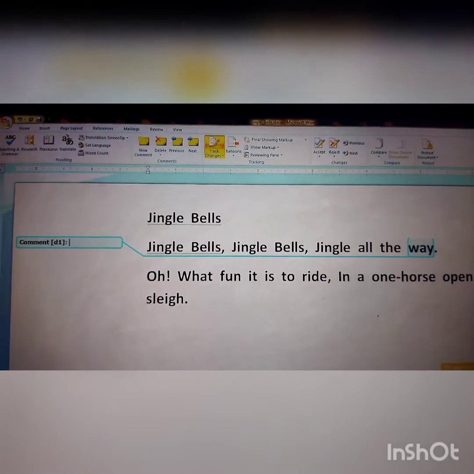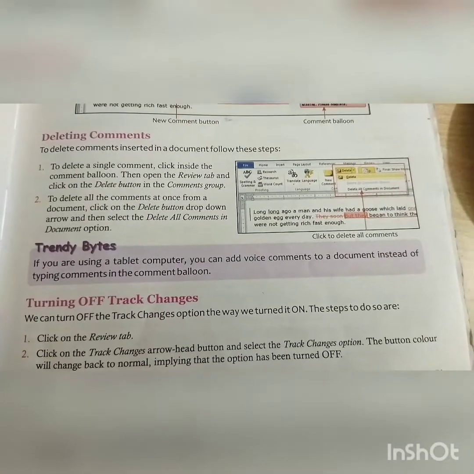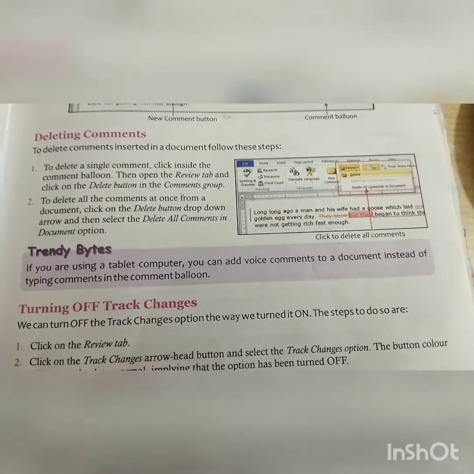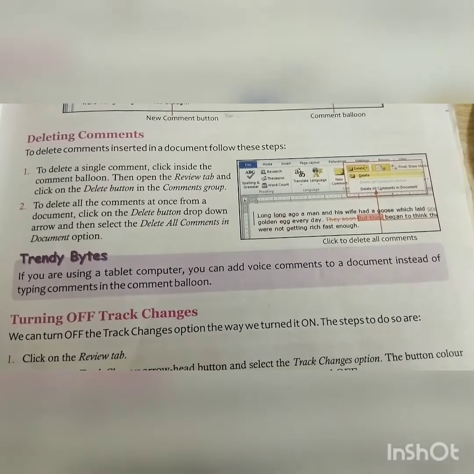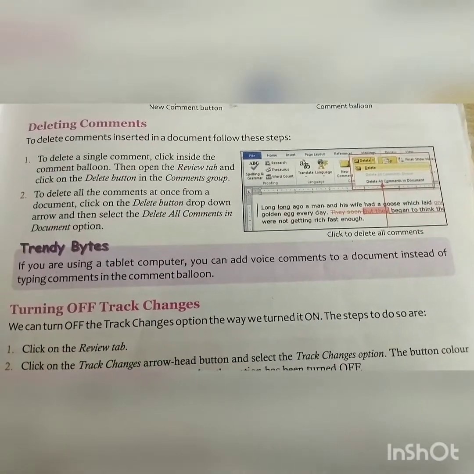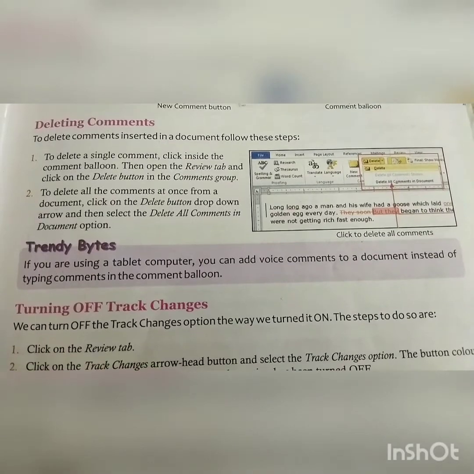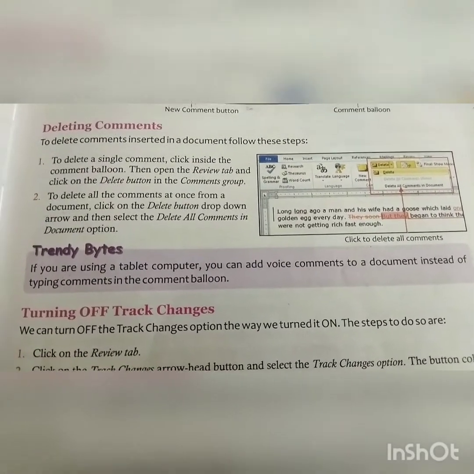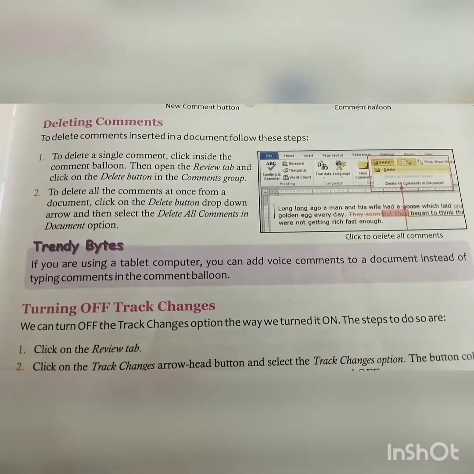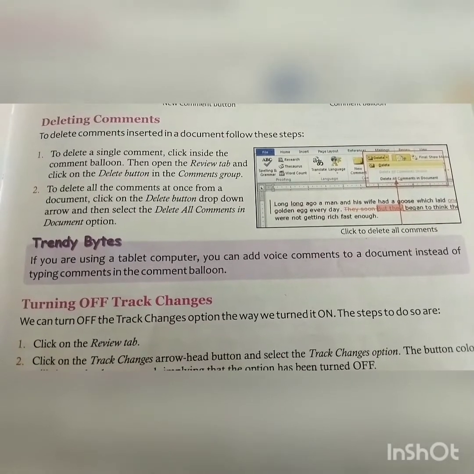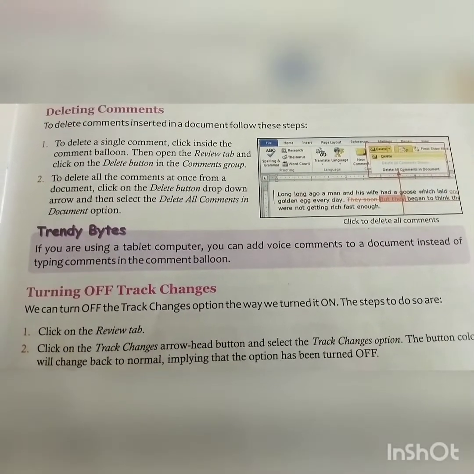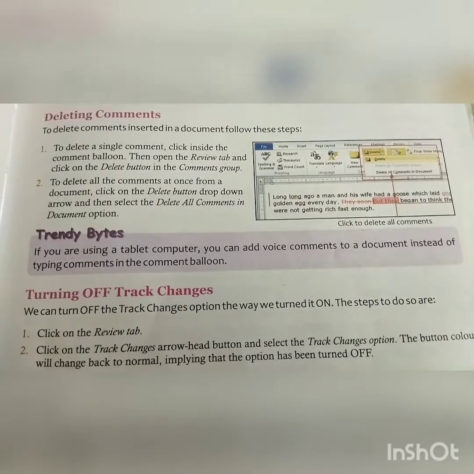Then, students, the last is the deleting comments option. To delete a comment inserted in a document, follow these steps. To delete a single comment, click inside the comment balloon, then open the Review tab and click on the Delete button in the Comments group. To delete all the comments at once from a document, click on the Delete button drop-down arrow and then select the Delete All Comments in Document option.